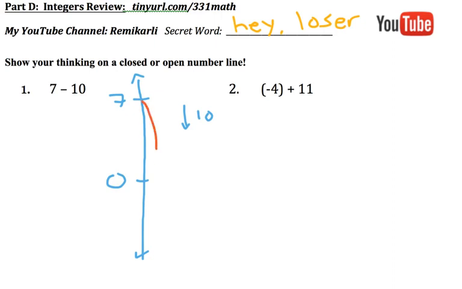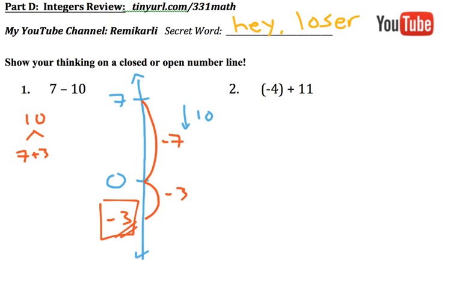So first, I'm going to go down 7, which would get us to 0. And then I'm going to go down whatever I have left from the 10, and 10 can break up into a 7 and a 3. So I'm going to go down 3 more, and that would get us our answer of -3.